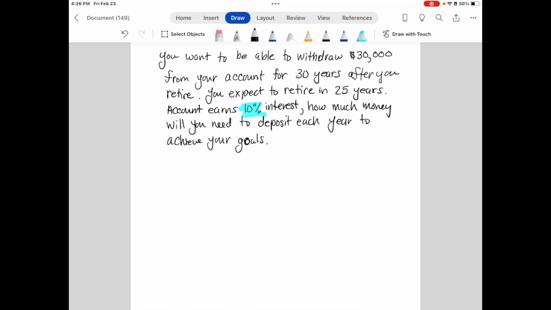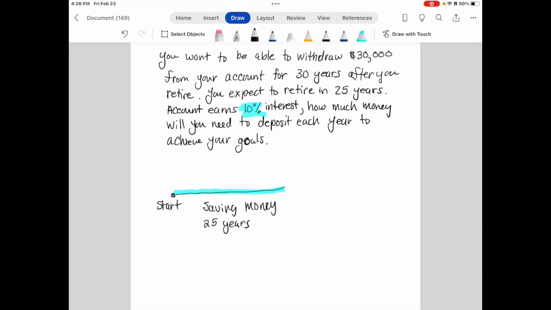So for this problem, we want to break it down into 2 steps again. So we're going to look at a timeline. The first part of that timeline is when he's saving money, and he's trying to save money for 25 years up till when he retires. So this is for 25. So we'll label this as the first part.